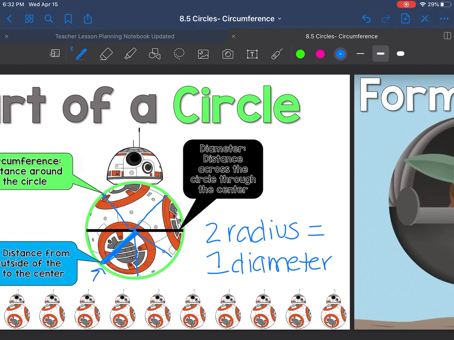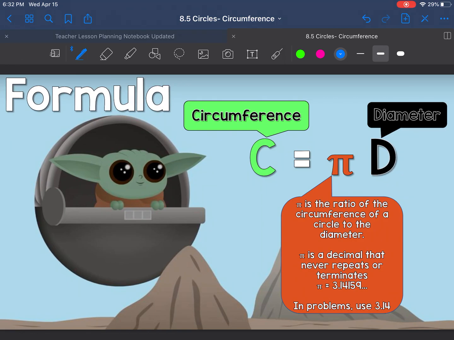So now that we kind of remember the parts of a circle, let's talk about the formula. The formula for finding the circumference of a circle is super easy. It is C for circumference equals pi times d for diameter. We talked a little bit about pi before we left that last day for spring break, but pi is the ratio of the circumference to the diameter. So pi stands for circumference over diameter.